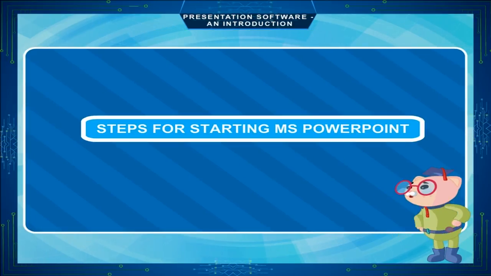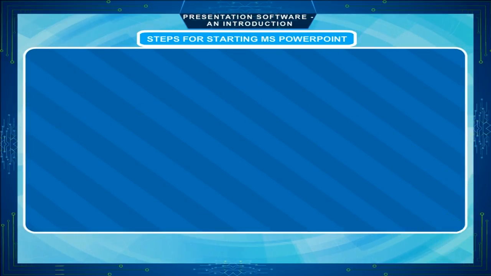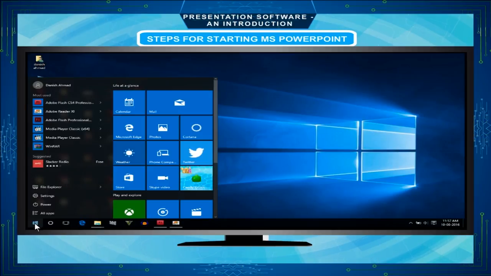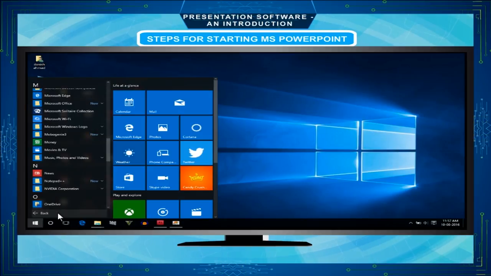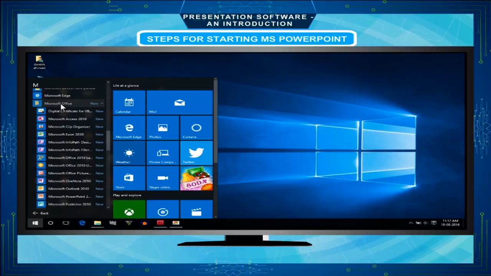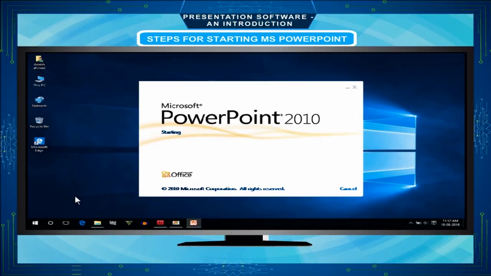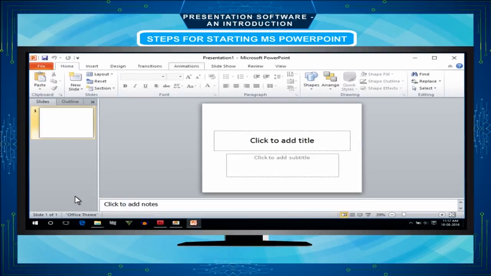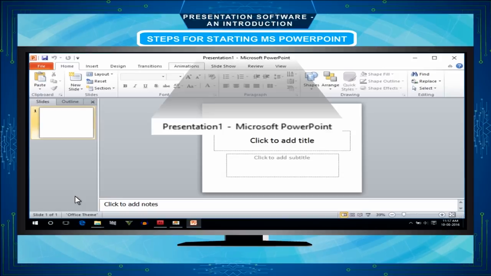Steps for starting MS PowerPoint. Click on Start button. Click on All Apps. Click on Microsoft Office. Select Microsoft PowerPoint 2010. The Microsoft PowerPoint 2010 window is displayed. The title bar will carry the default file name as Presentation 1. The slide layout will also be according to the default setting.